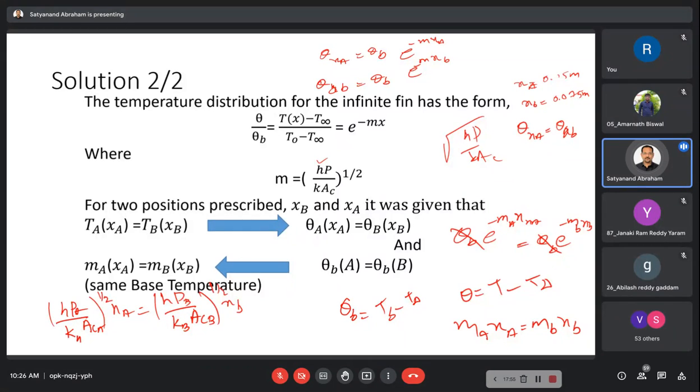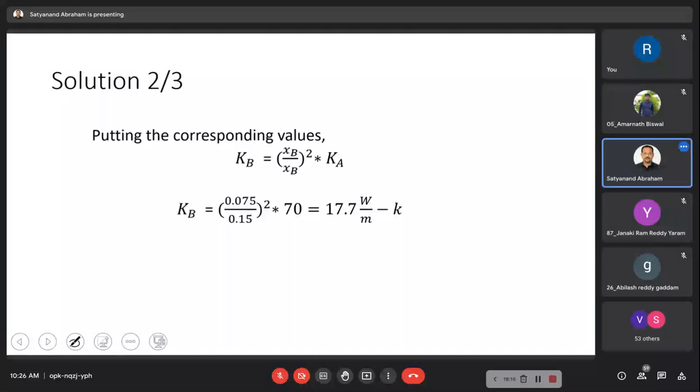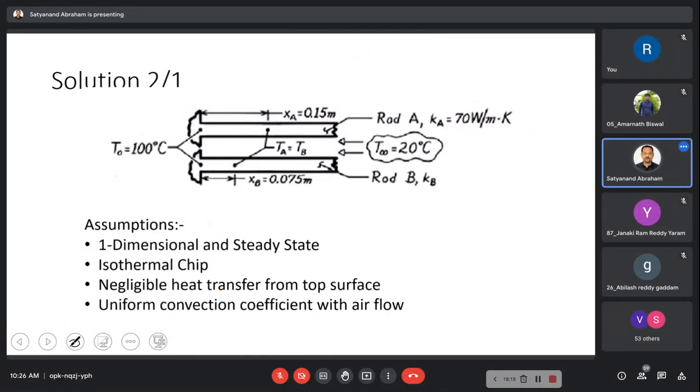We know that the cross sectional area, perimeter, and h are the same for both the materials. We know xa, we know xb, and we also know ka. So the only unknown is going to be kb. From there you can calculate the conductivity of material b. Is that clear?